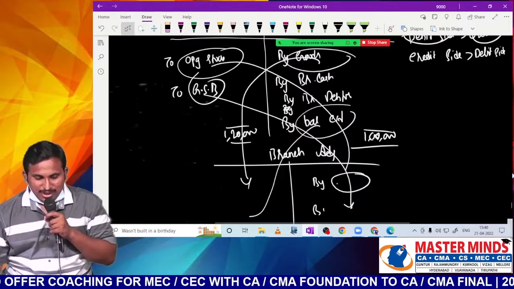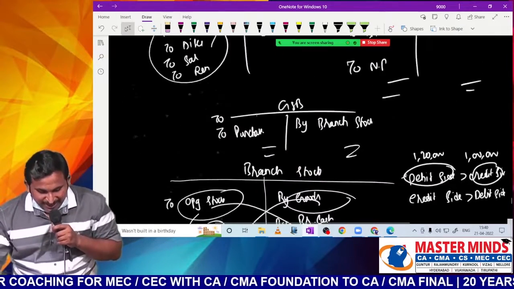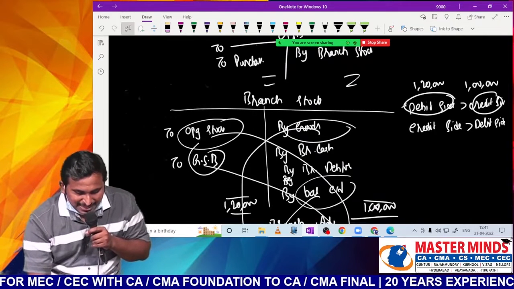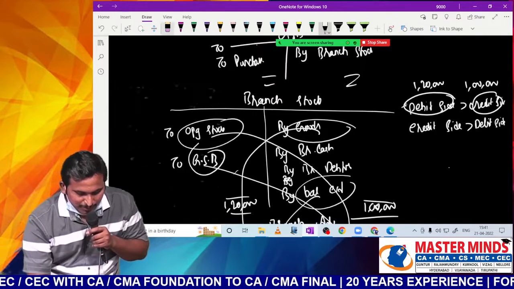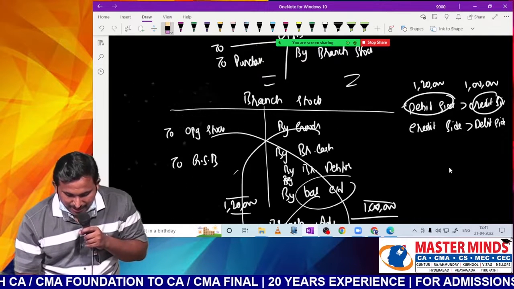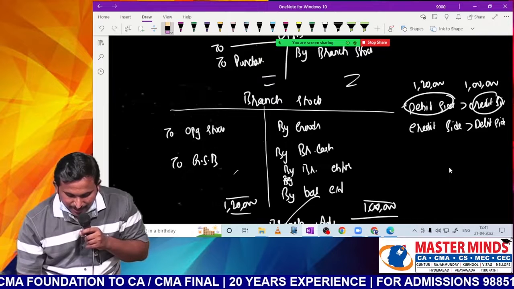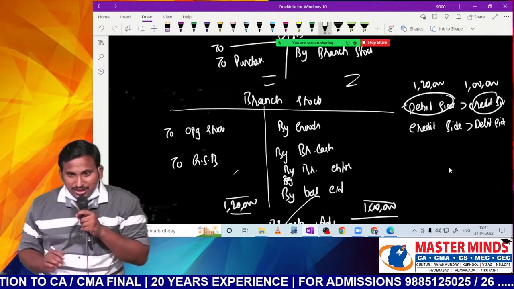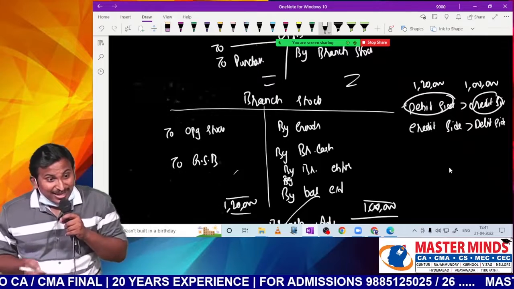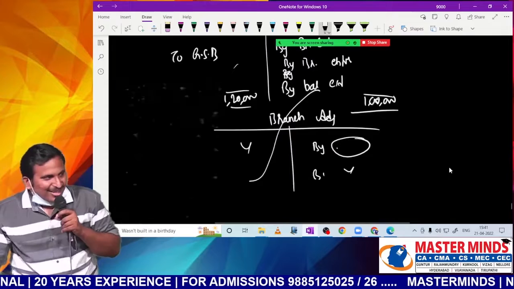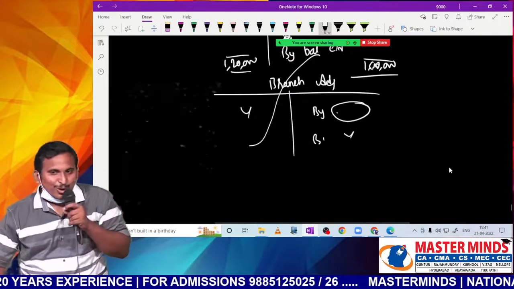Now please observe carefully. Now if you write in branch stock account, by branch adjustment, that means what will be affected? Your gross profit will be affected. Am I right or not? If I write by branch adjustment, gross profit will be affected. If I write by branch P&L, net profit will be affected. Now tell me, should gross profit be affected or net profit be affected due to abnormal loss?